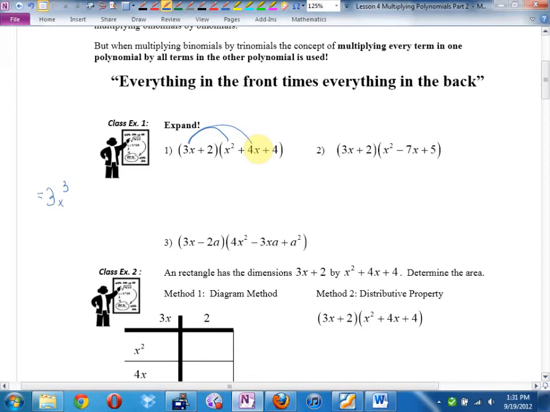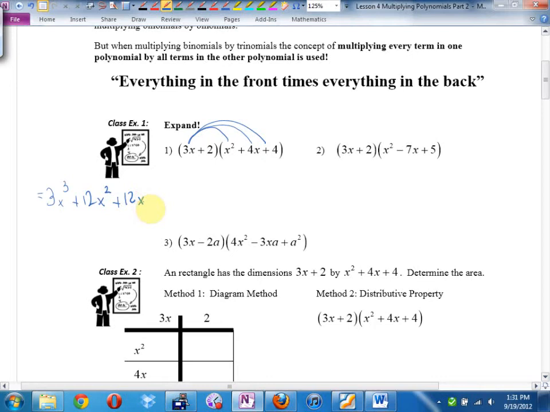3x plus 4x. We're multiplying, so 3x times 4x. So 3 times 4 is 12, and x times x is x squared. So positive 12x squared. Awesome. And then I need to draw the last loop. 3x times positive 4. Positive reminds me to put the plus sign, right? 12 is the coefficient, x is the variable. There's the first set.